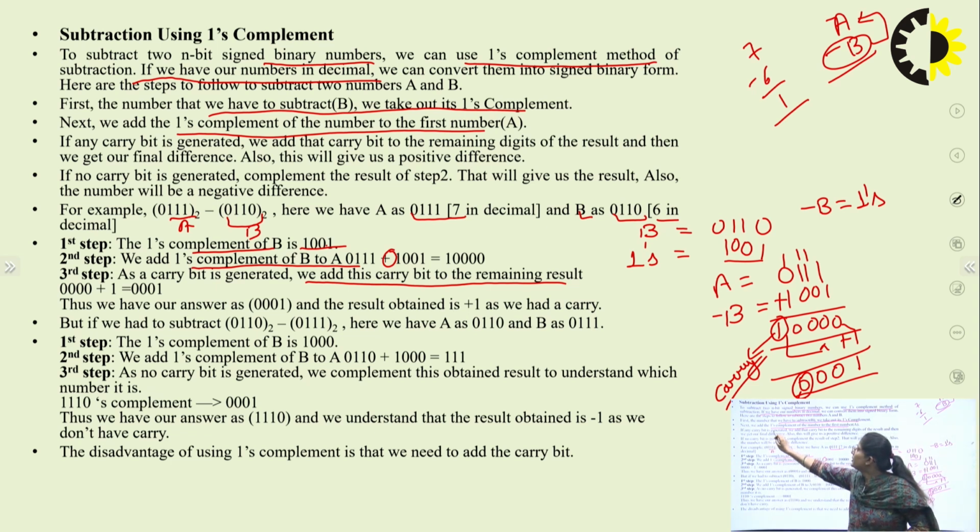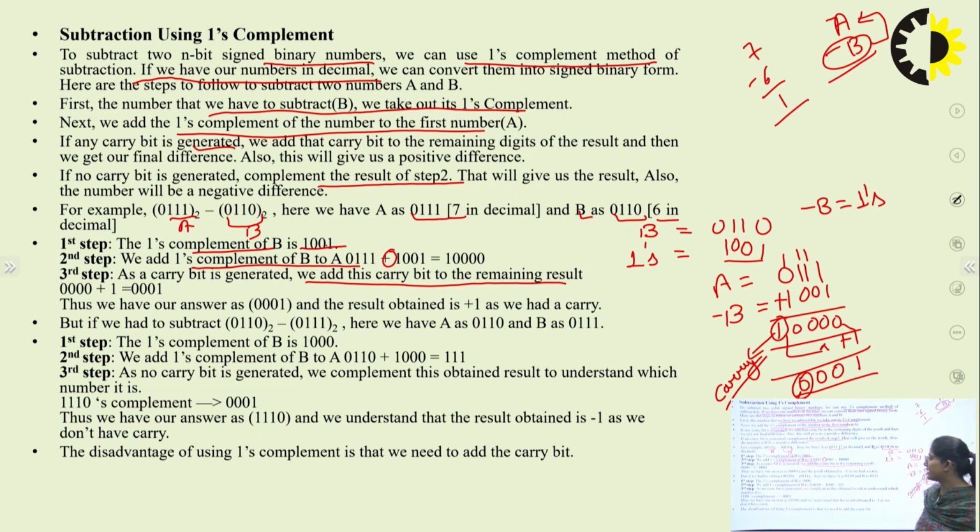If any carry bit is generated, like here, where the carry bit is 1, we add it to the result. Otherwise, complement the result of step 2. So the result will be equal to 1. Now, let's take a second example also.